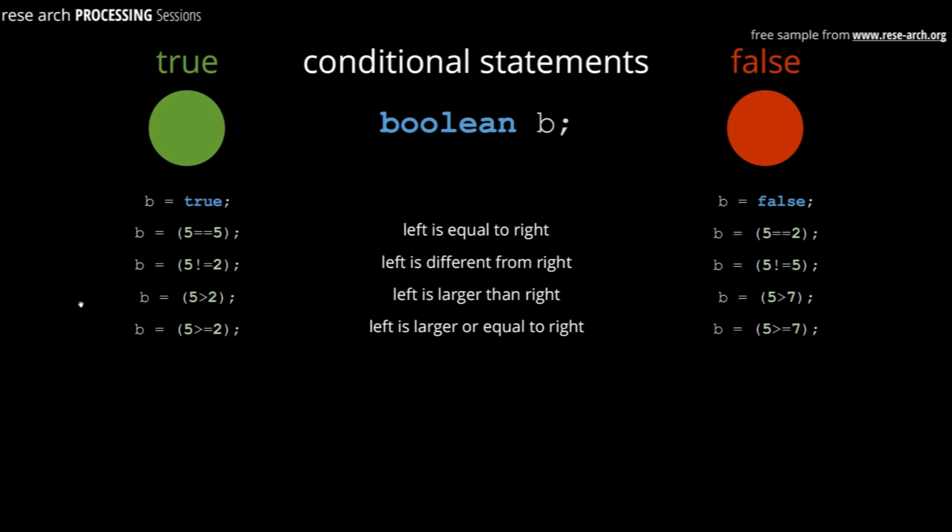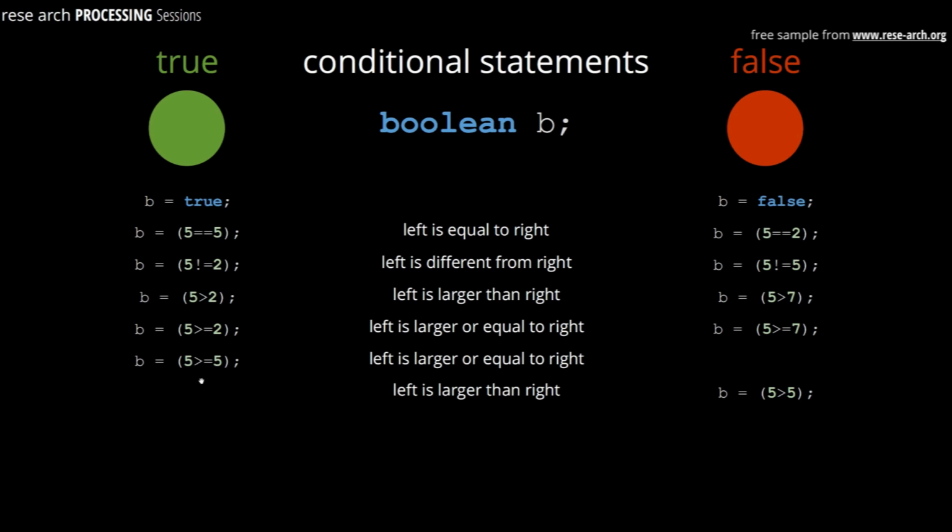Here I can ask a more specific question, is 5 larger or equal, so either that or that, than 2? The answer is true, it is larger or equal. It's not equal, but it's larger. In this case, I'm asking, is 5 larger or equal than 7? So it's not larger and it's not equal, therefore the answer is false. Here I'm asking, is 5 larger or equal than 5? And the answer is true, because 5 is not larger, but it is equal, so either this or this.